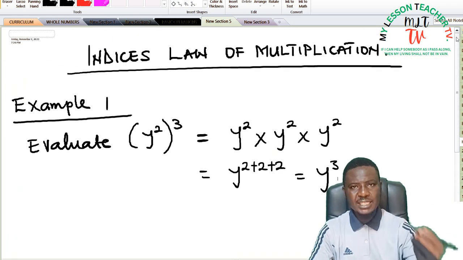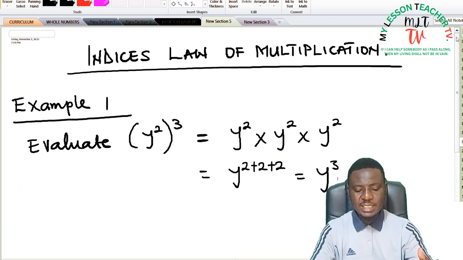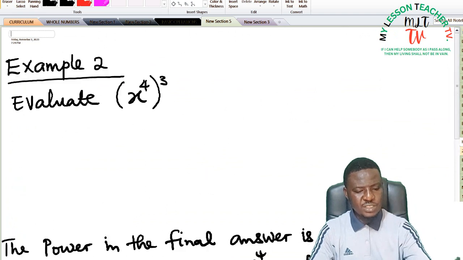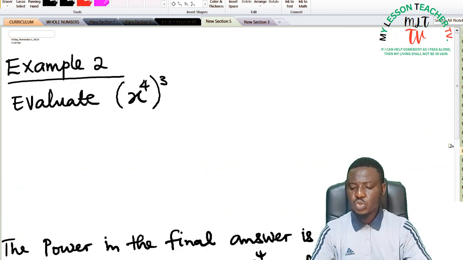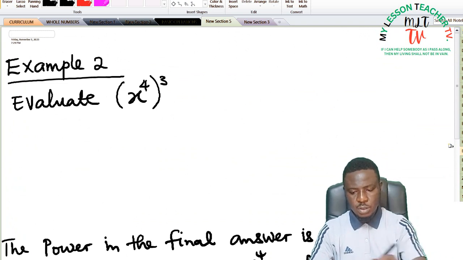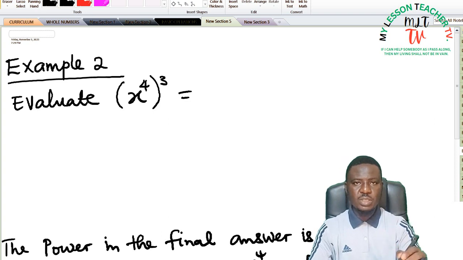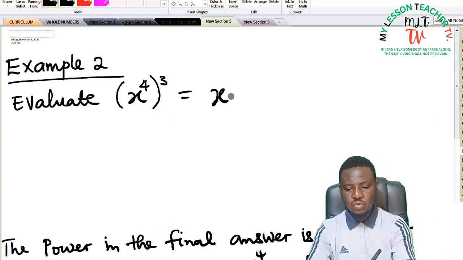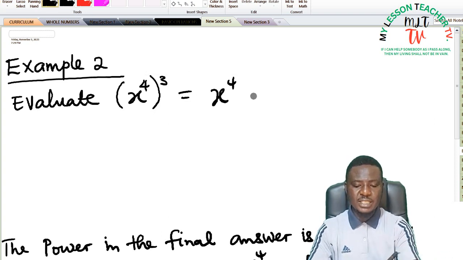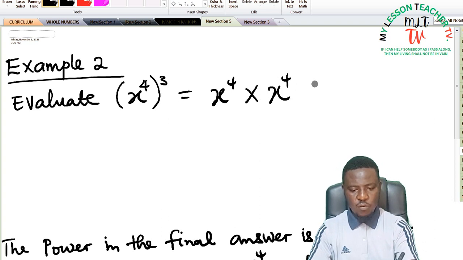Let's look at another example. Or is this a coincidence? Let's see if it is a coincidence in another example. Example 2 says we should evaluate x raised to the power of 4, all cubed. Using the expansion method, this can be said to be x raised to the power of 4 multiplying itself 3 times. That is x raised to the power of 4 times x raised to the power of 4 times x raised to the power of 4.